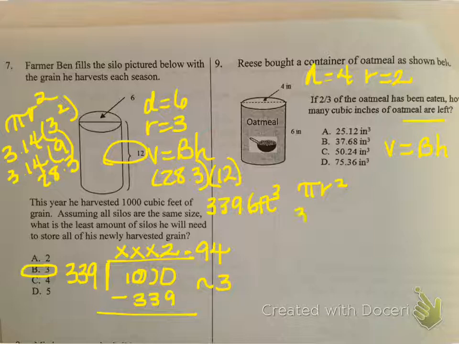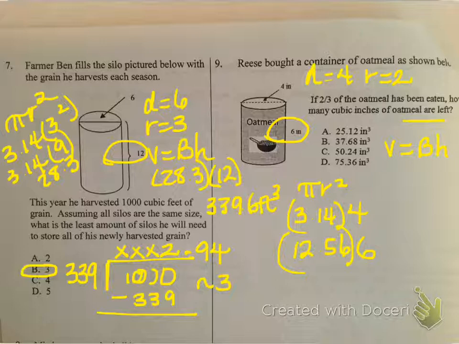So I say 3.14 times the radius 2. 2 squared is 4. I go ahead and multiply that out. I get 12.56. Okay, I'm going to multiply that by my height, which is 6, and I get 75.36 cubic inches of oatmeal that is in the container.